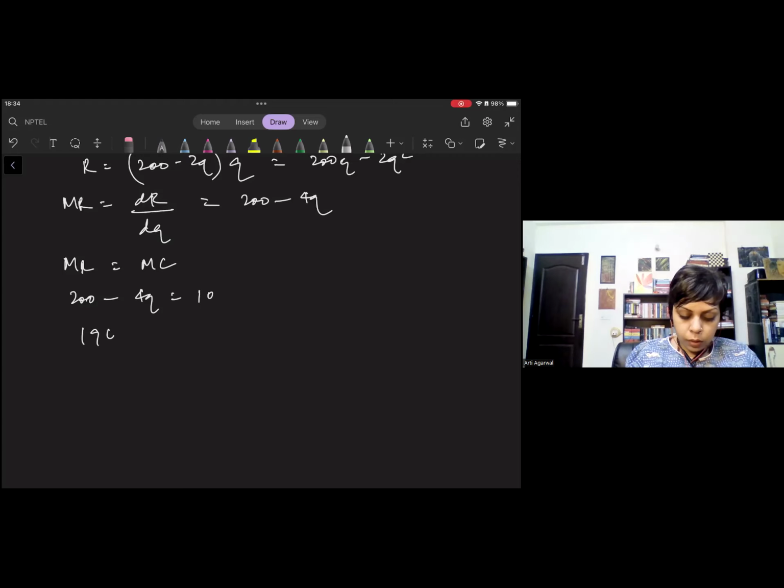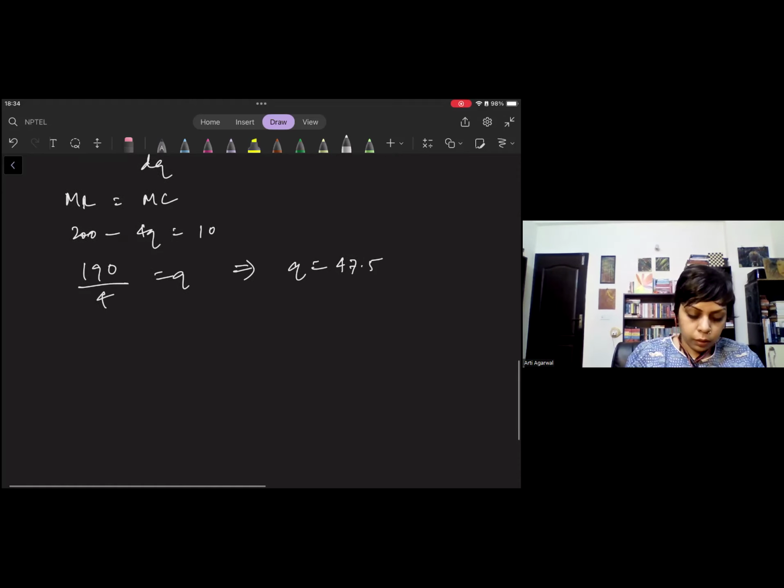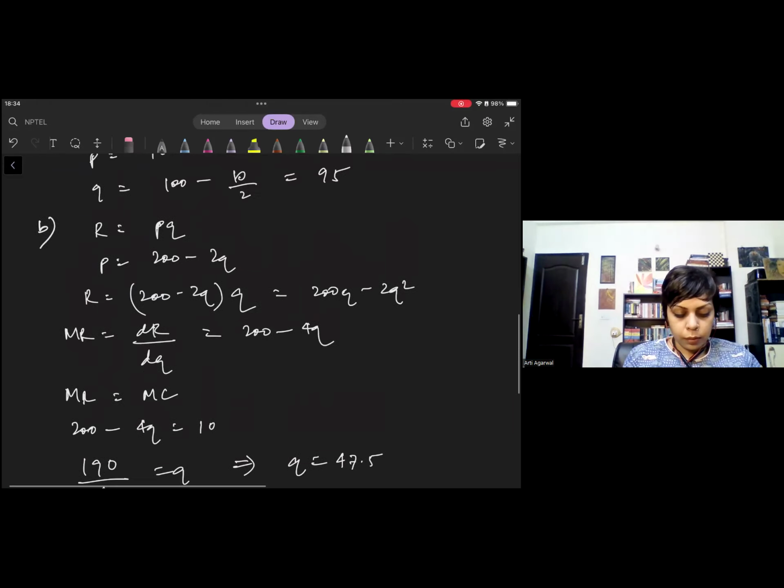So this is 190 by 4 is equal to Q. Q is equal to 47.5, which is less than what we had before. So this is your quantity.